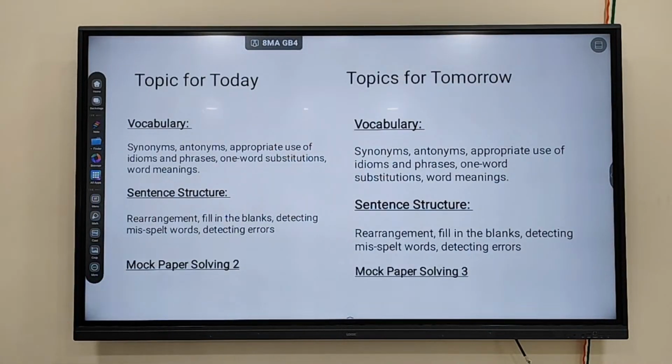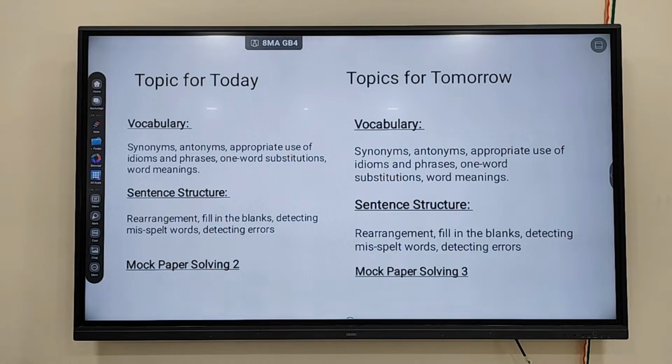And today what we are going to do is continue from what we have done previously. We are going to look at synonyms, antonyms. I've already given you the list. Did you all get time to look into it? No? Yes? No. Okay, yes and no.